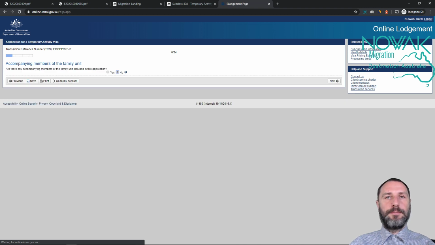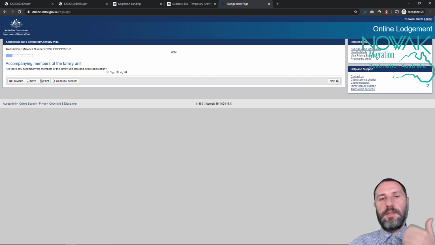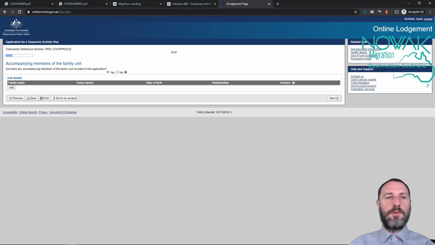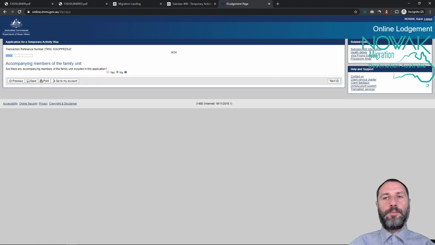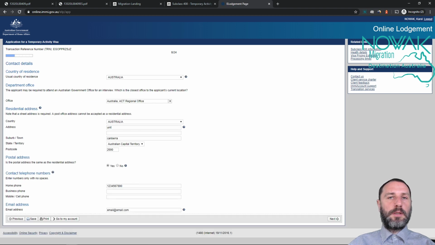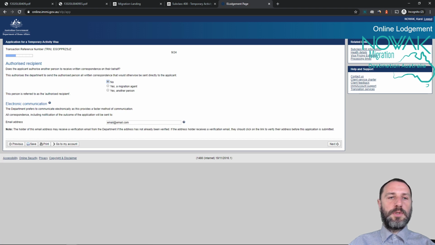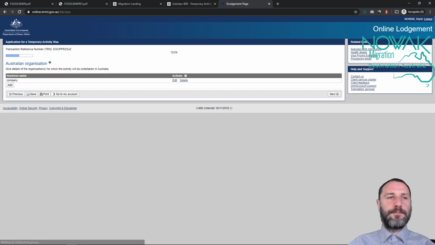Accompanying members of the family unit. This is interesting. It looks like you might be able to include the members of your family unit as well, which is your partner and kids. If you have any, you would have to list them over here. If not, no. Country of residence, your address, contact phone number, email address, whether you are using a migration agent or not.